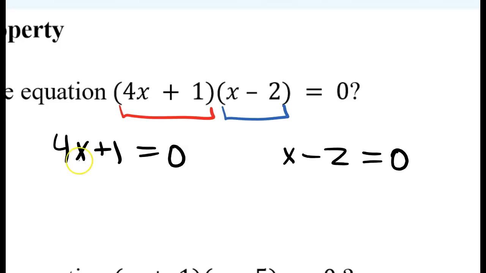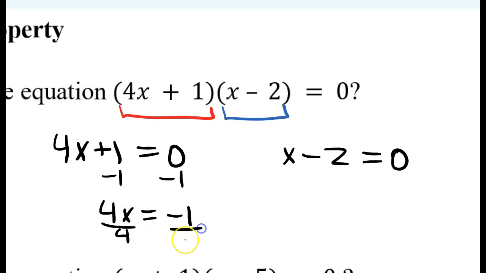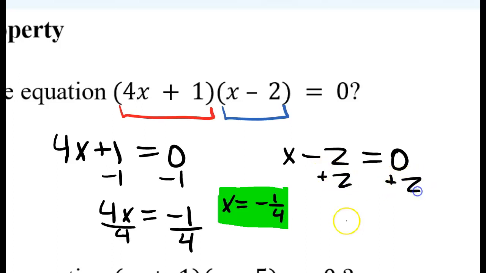So let's get x by itself, subtract 1 from both sides. You get 4x equals negative 1. Divide both sides by 4. You get x equals negative 1/4. You don't need to worry about calculating what that's actually equal to in decimal form. You can just go ahead and leave it as negative 1/4. Okay, then this one's a little quicker. If I add 2 to both sides, you get x equals positive 2. That's my second answer. Okay, let's go ahead and do another one.